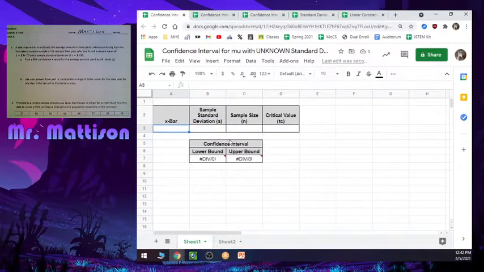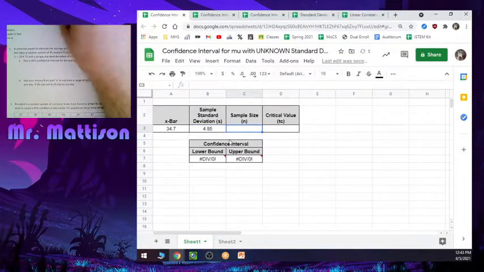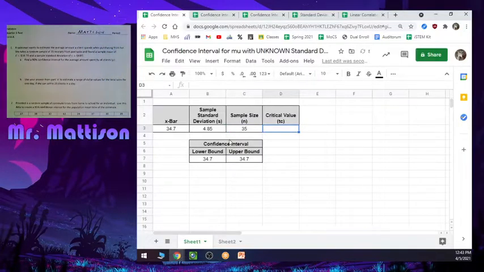So my x bar is 34.7. My sample standard deviation is 4.85. My sample size is 35. Okay. So the last thing that I need is my critical values. So that's my T sub C. So for that, I'm going to need my T chart.